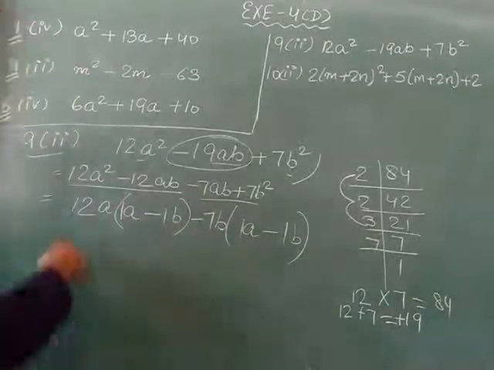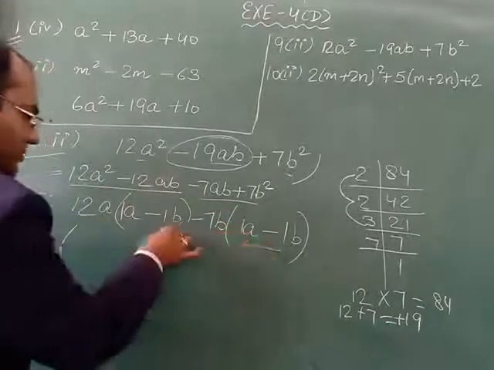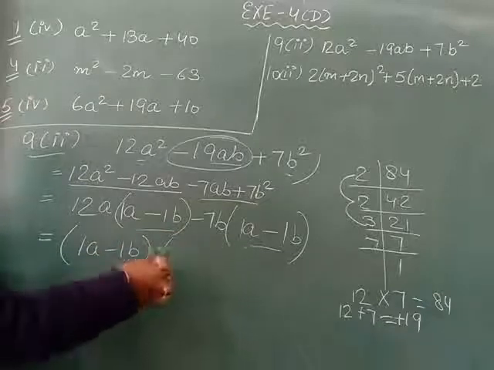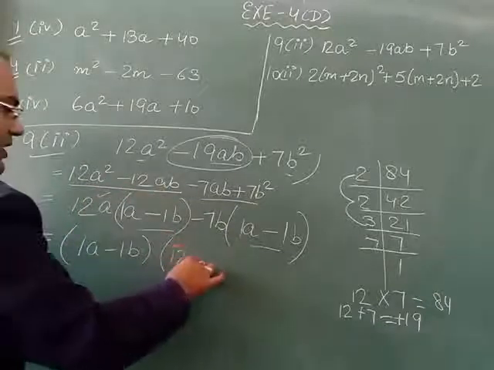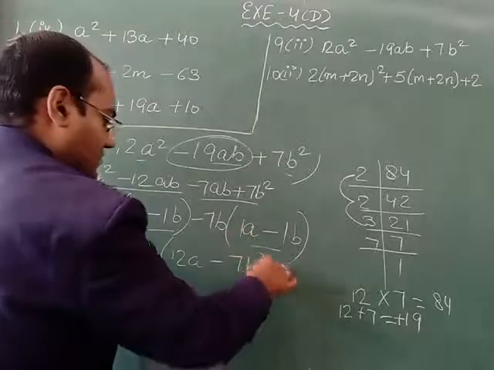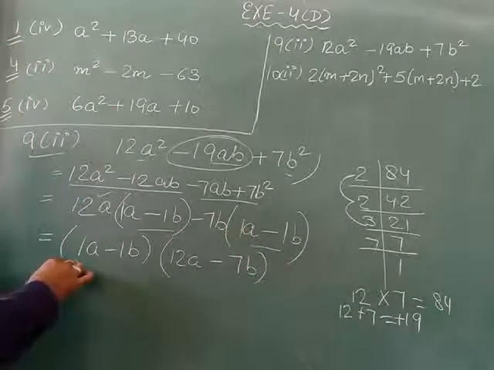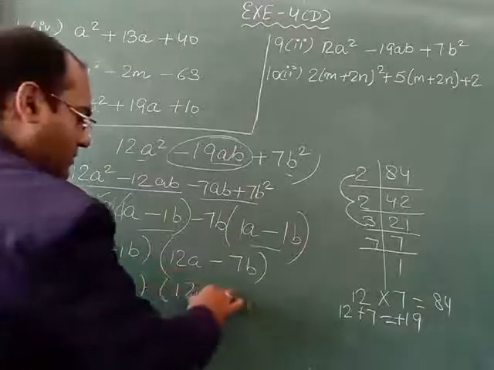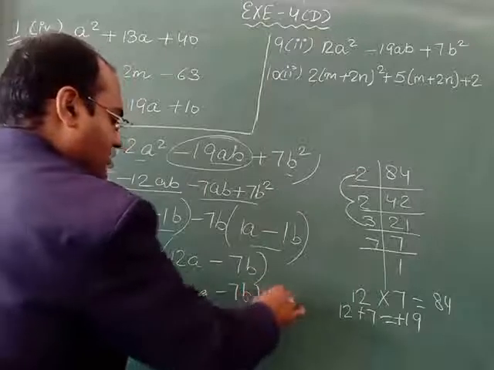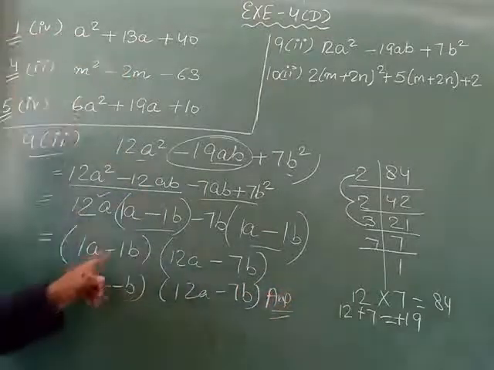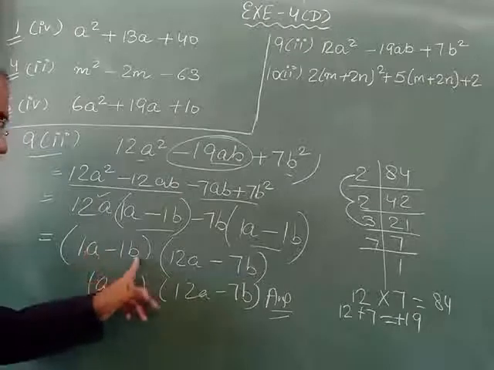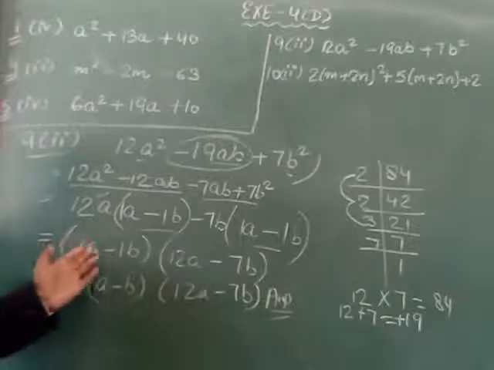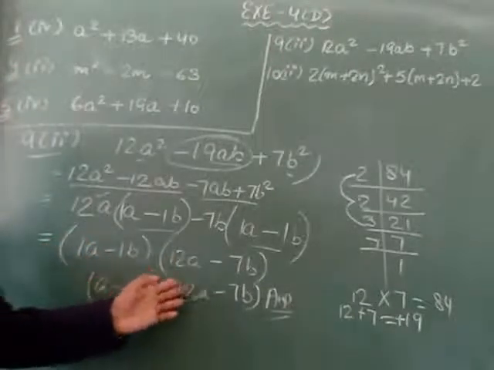Now we will take common again. These two brackets are the same, so we take (a − b) common, and in the other bracket we write the remaining part, 12a − 7b. So your final answer is (a − b)(12a − 7b). If you write it like (1a − 1b)(12a − 7b), then also the answer is correct. Or you can write it like this also, no need to write the 1: (a − b)(12a − 7b).